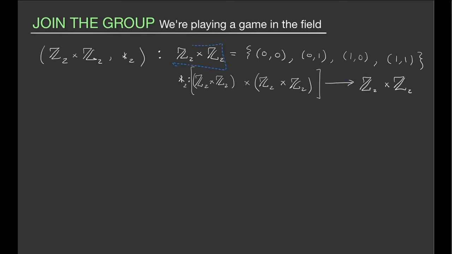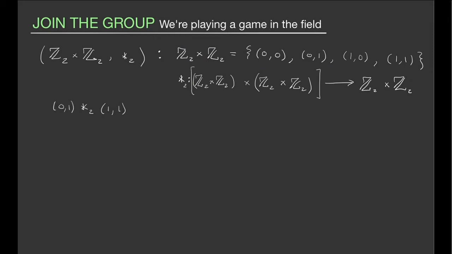Now, Z2 cross Z2. Z2 itself is simply made up of 0 and 1. If we take two copies of Z2, that means we have two copies of elements of Z2. That is, we have ordered pairs where the first element is 0 or 1 and the second element is 0 or 1. So we have a 0 or 1 here and a 0 or 1 here. And all the possible combinations, since there's two in each, we multiply 2 by 2 and we get four different possibilities. So what does this operation look like?